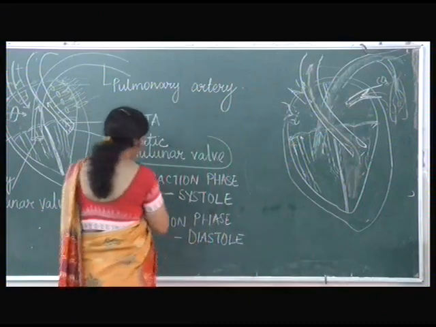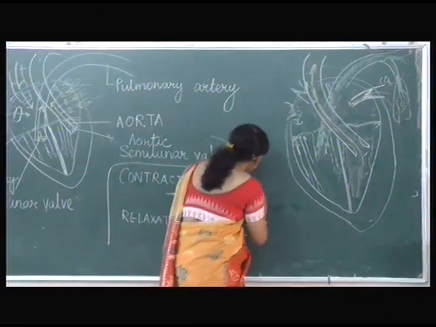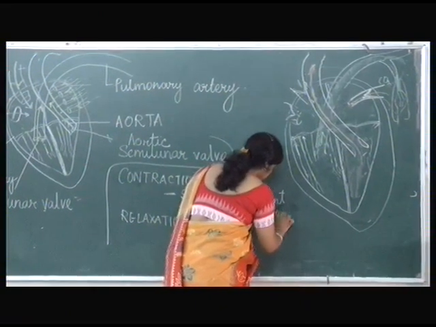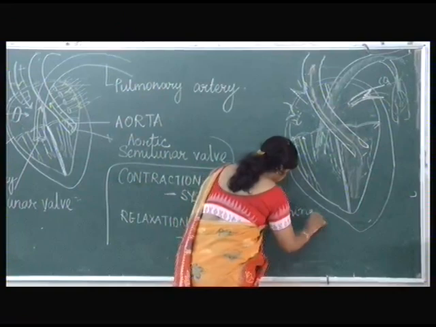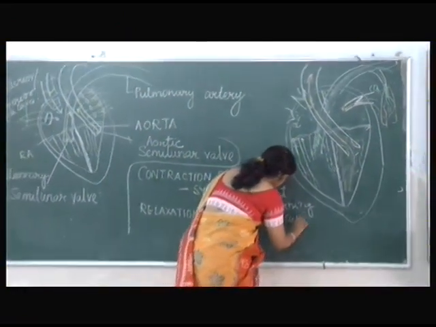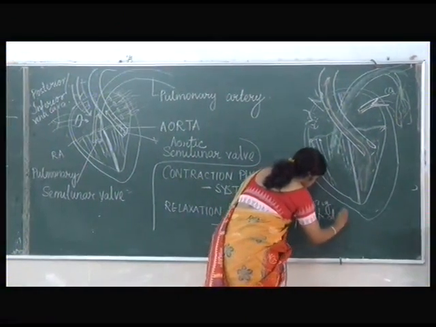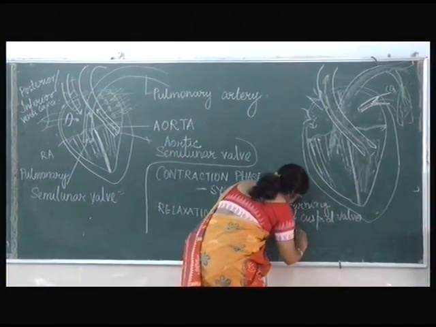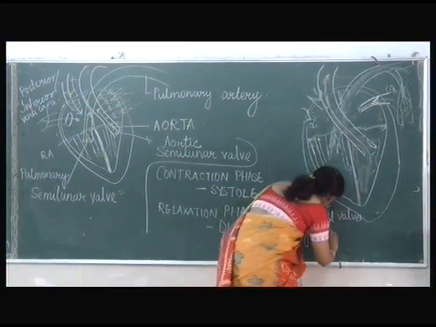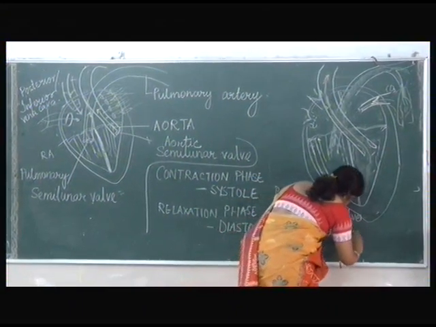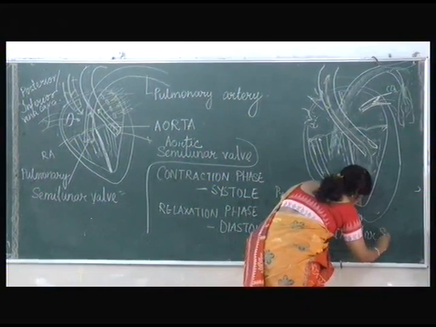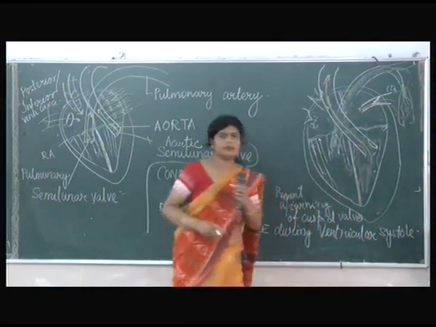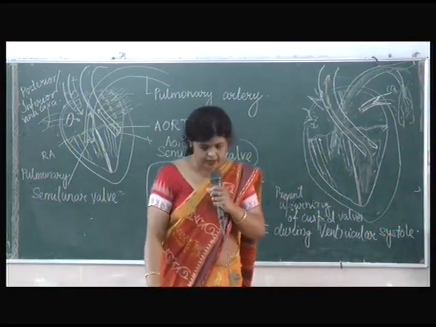So what is the function of chordae tendineae? It prevents upturning of cuspid valves during ventricular systole. I hope it is clear.